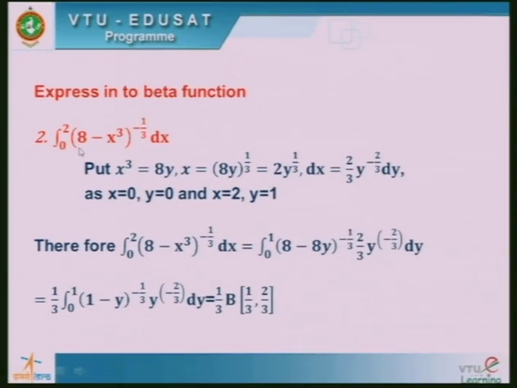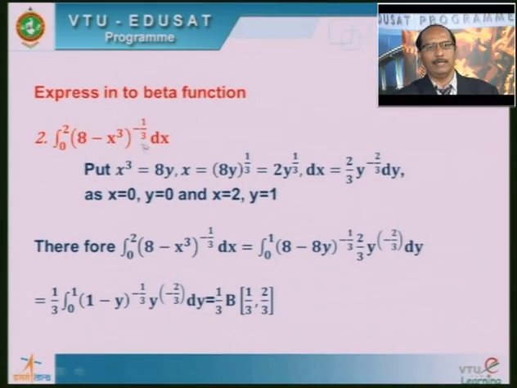The integral from 0 to 2 of 8 minus x cube raised to minus 1 by 3. Express this problem as a beta function. So what to do is convert 8 minus x cube into 1 minus y. So to substitute that, 8 minus x cube converting into 1 minus y, put x cube is equal to 8y. So that becomes 8 minus 8y, 8 is common, 1 minus y. So in this way you substitute the value of x. So that reduces to 8 minus 8y.